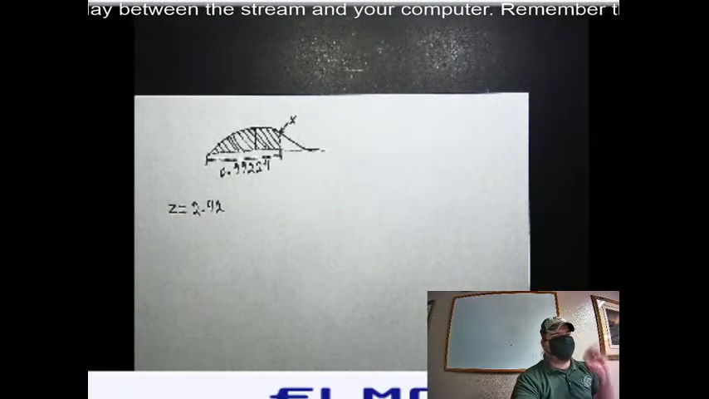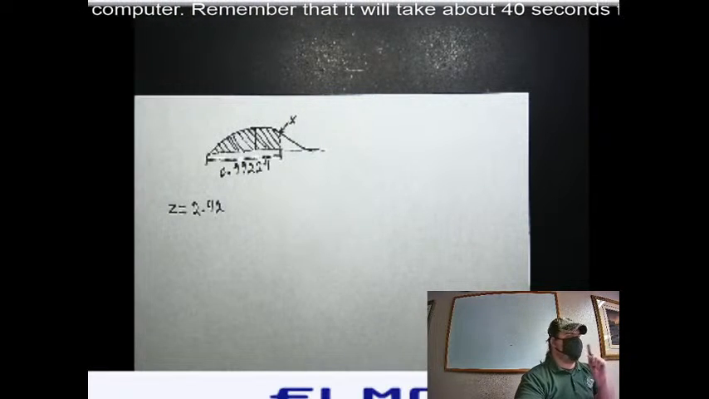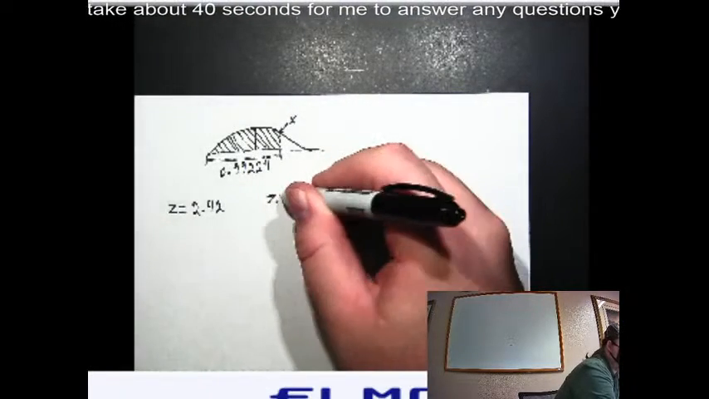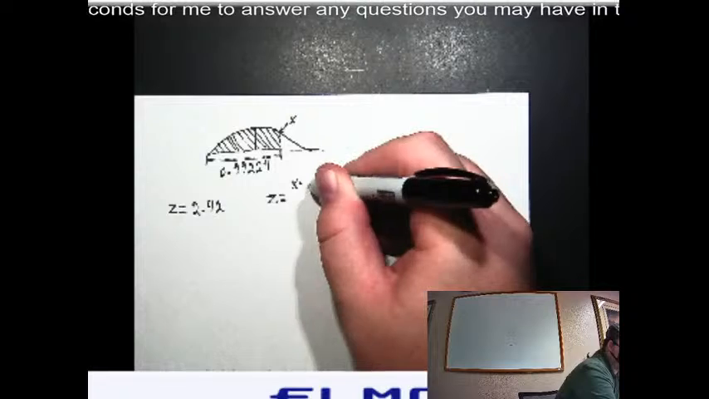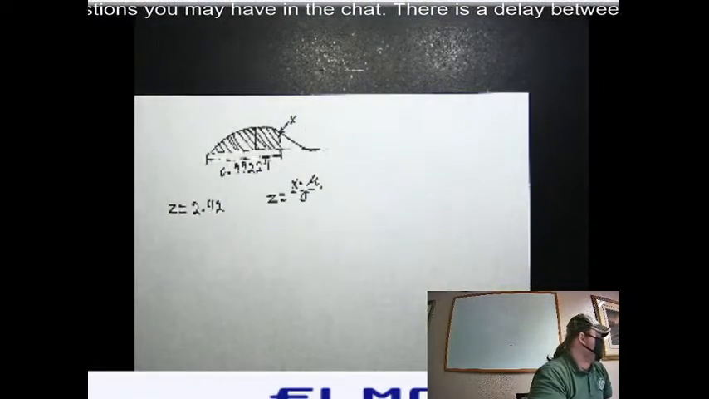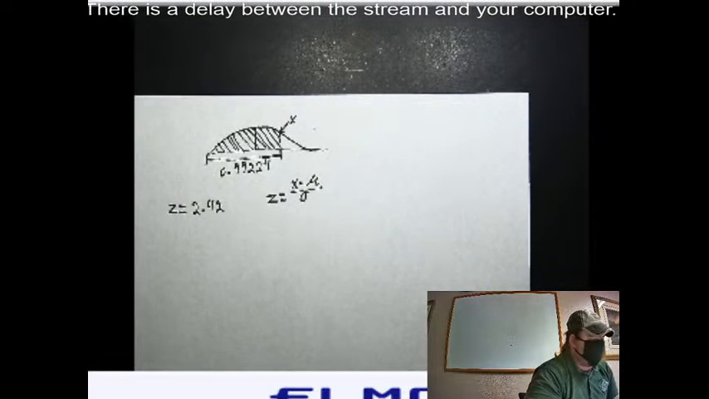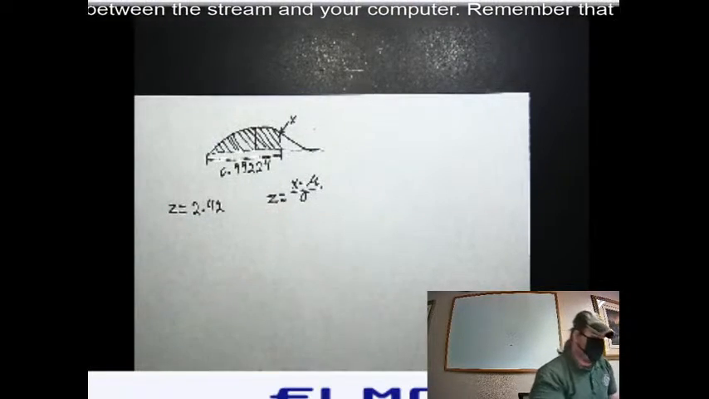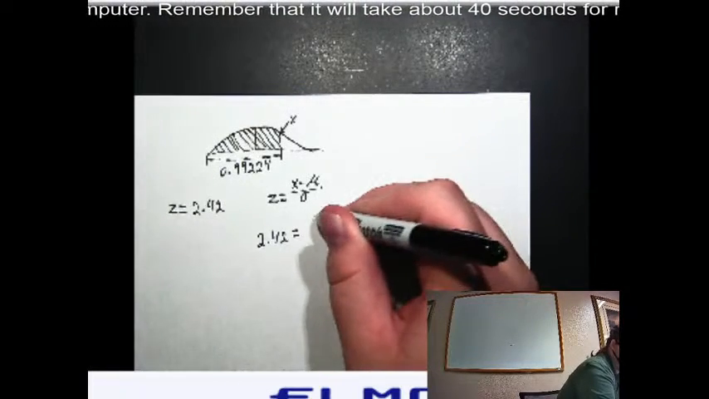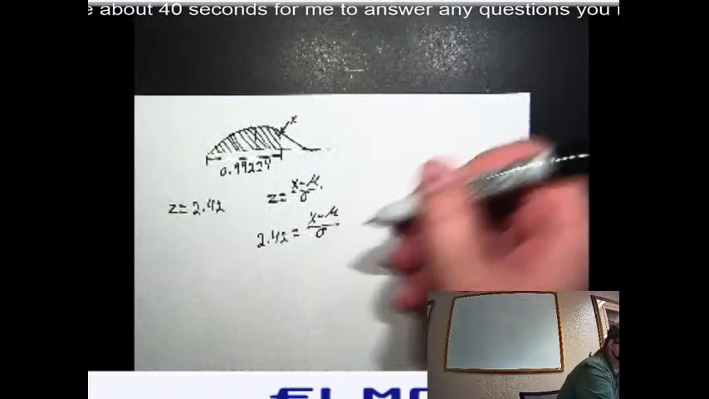Now, in order for us to really figure this out, we need the mean and the standard deviation. It's not giving us that, though. But what we do know is that z equals x minus the mean over standard deviation. This is our formula for z-score. It's what we've been using all day today. So if I know the z, then I can put that in for z. So 2.42 equals x minus the mean over the standard deviation.